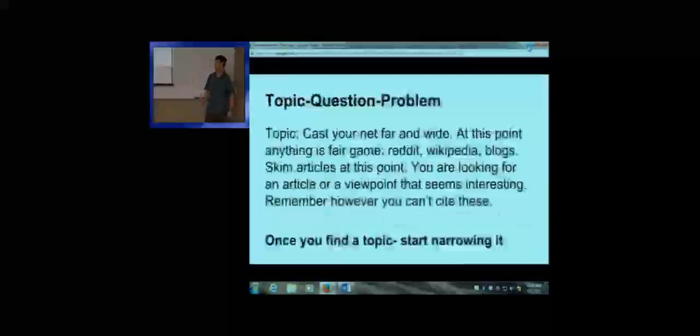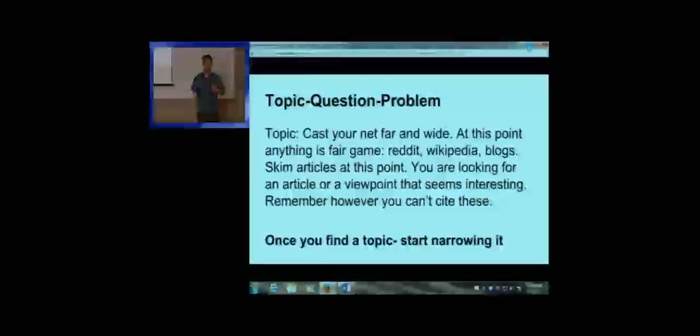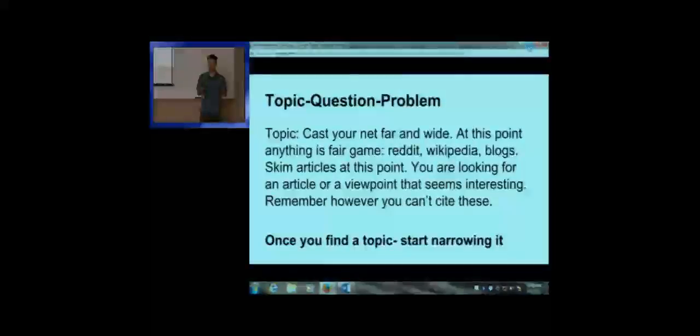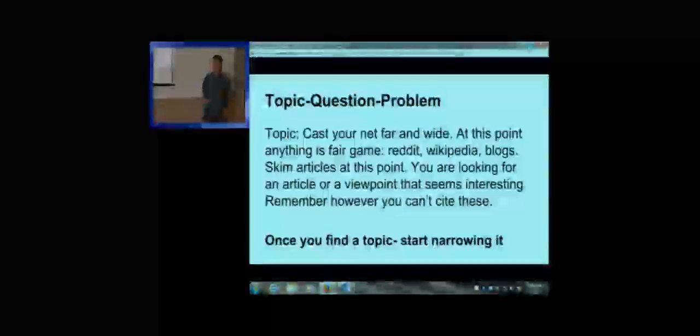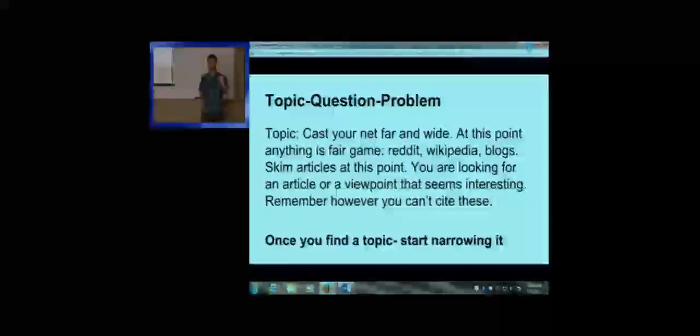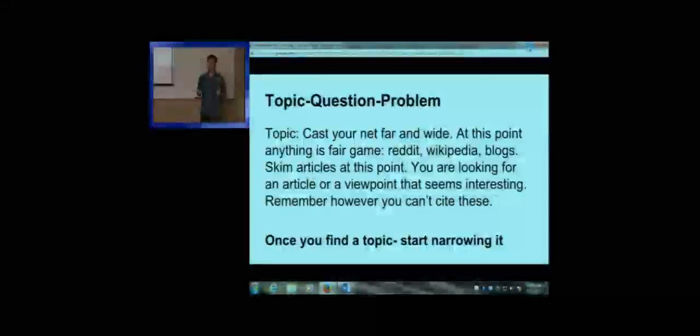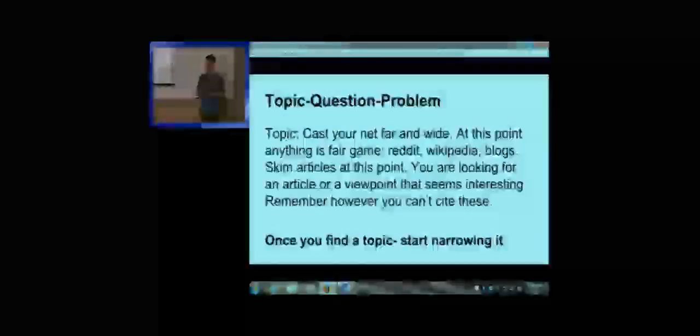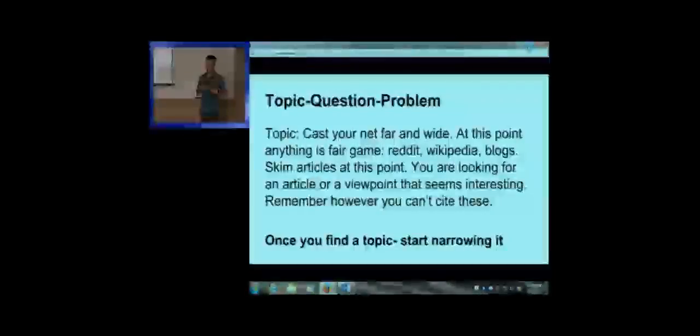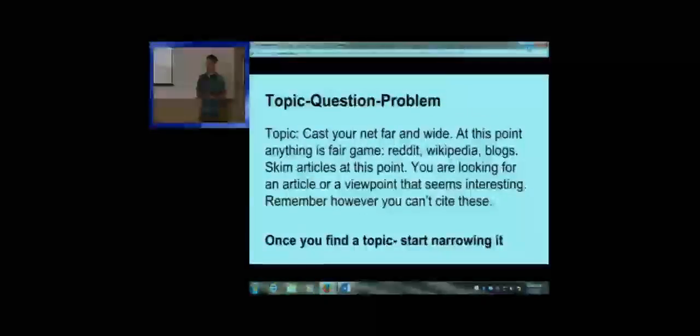Next slide, please. There's a couple different models for how to write research papers, but the one I've always found to be particularly helpful, especially to people who are just starting out, is this one, the topic, question, and problem model. These are all relatively straightforward. It's simple steps you can go through, and it's fairly, as you'll see, almost self-explanatory.